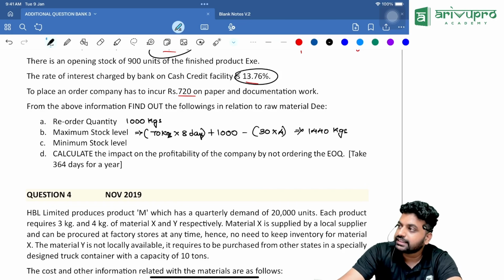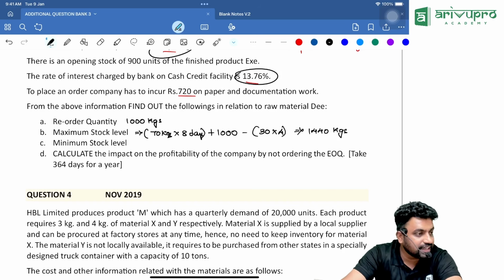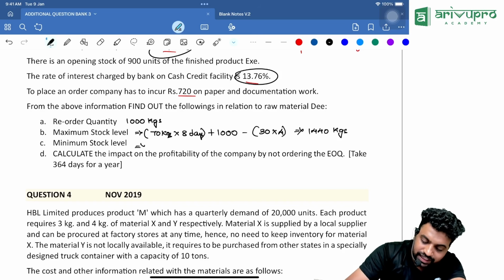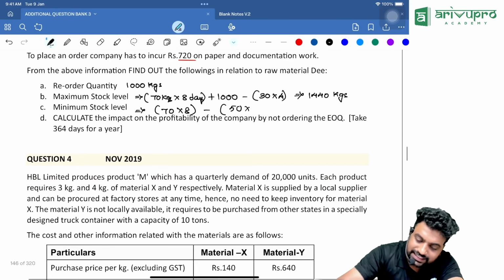1,440 kgs. Is that clear? Minimum stock level is reorder level, that is 70 kg into 8 days, minus average into average. Average is 50 kgs into 6 days.